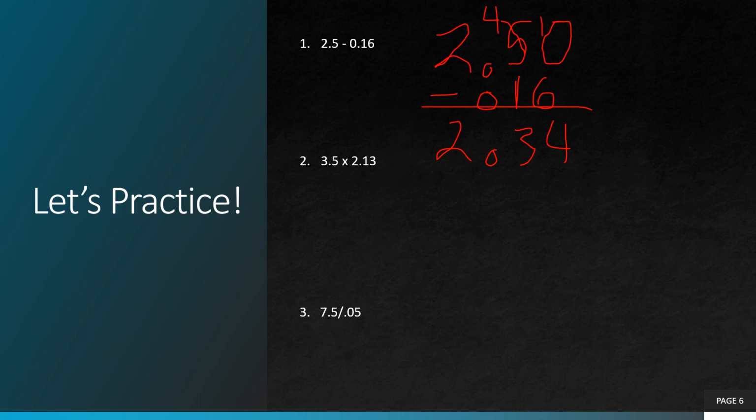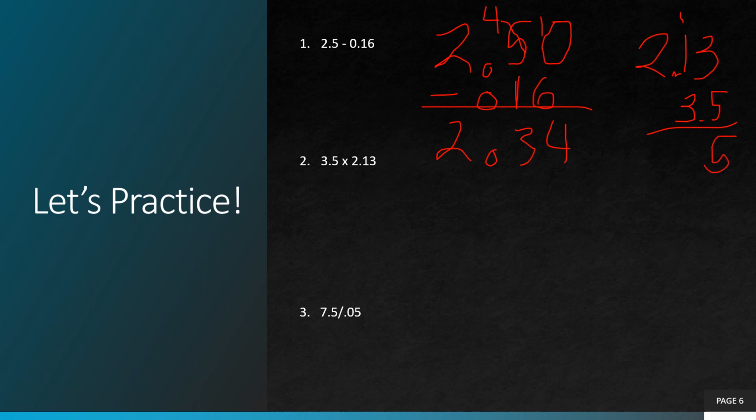Looking at number 2, we've got 3.5 times 2.13. So we're going to set that one up. And for this one, again, we don't have to worry about where the decimals are located. We just need to worry about having them line up so that they're right under each other. And that's because that way we don't have to worry about where our numbers are going when we're multiplying them. So then we start solving things out.